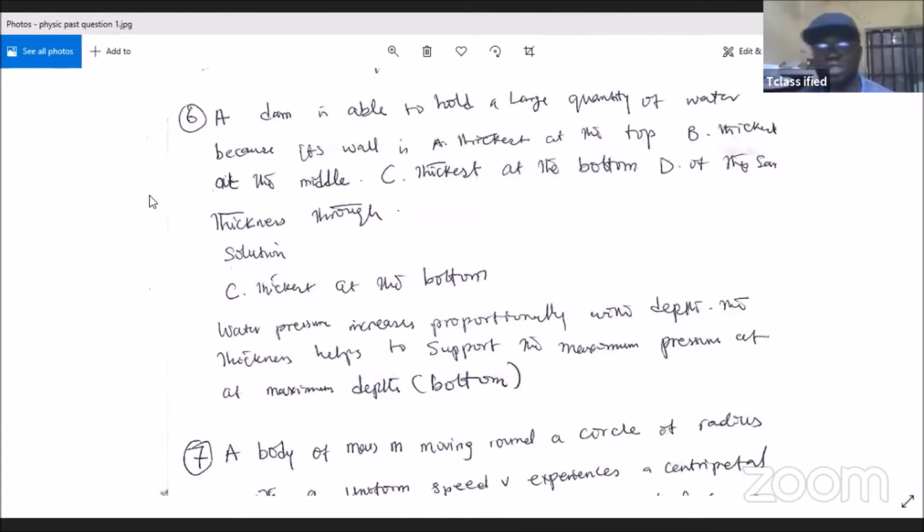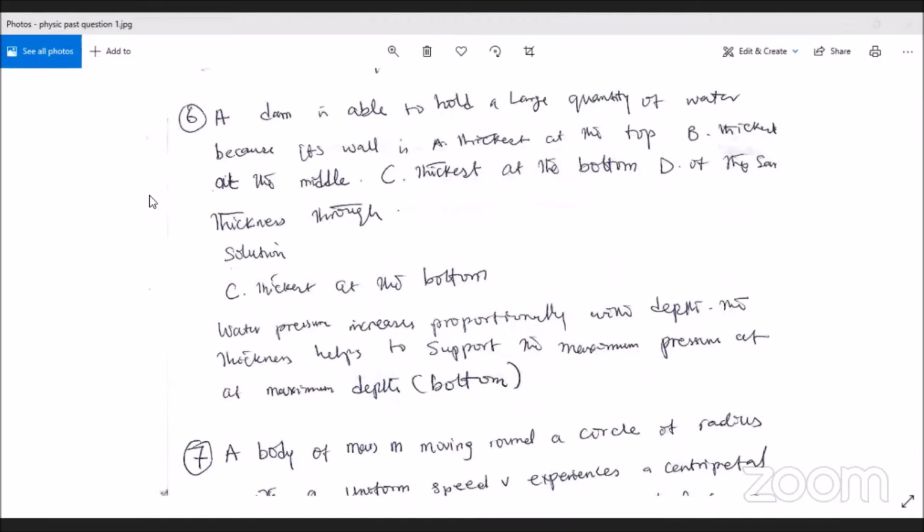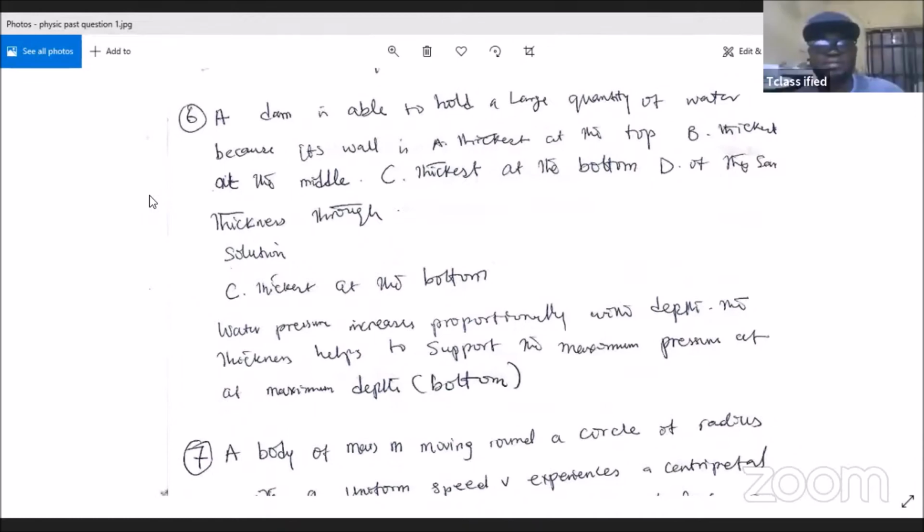And this is because water pressure increases proportionally with depth. So the more the depth, the more the pressure. So in order for the dam to be able to hold water of higher pressure at the maximum depth, the thickness there has to be big. Now, if you check the past question, you see that they picked some of them. So why is it not uniform throughout?